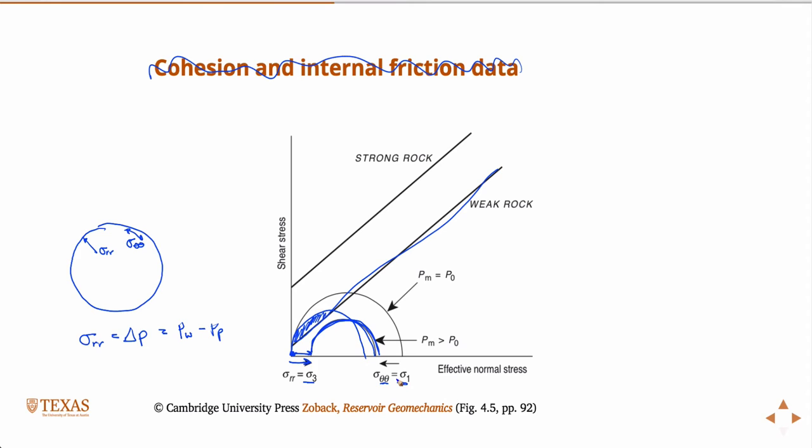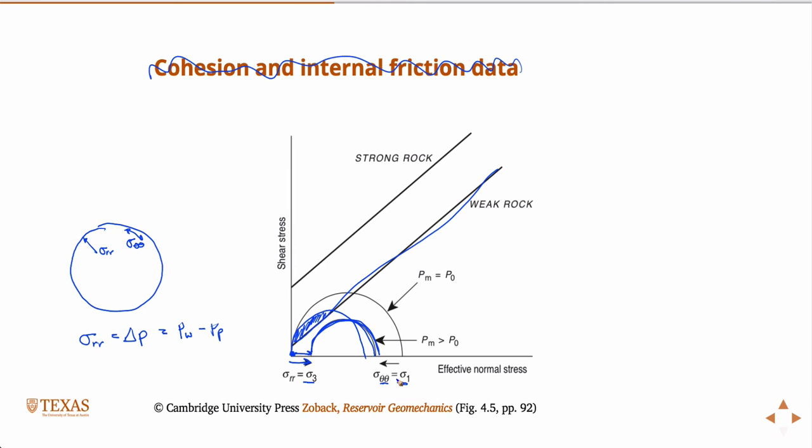And of course, 100 years ago, drillers knew this, but without Mohr circles, they just, through empirical trial and error, figured this out themselves. So that's just one aside.